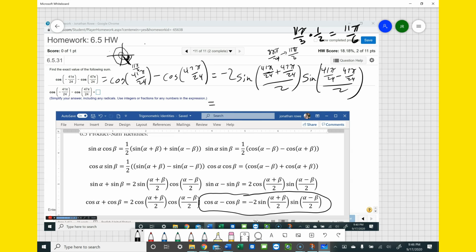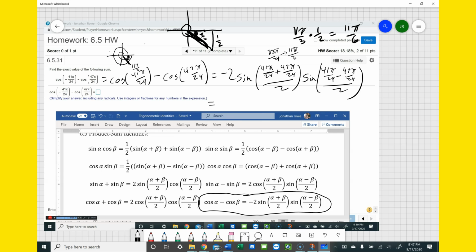11 pi over 6. Now let's think about where that thing is. Pi over 6, I know that's going to be a 30-degree kind of angle. So if I go around here, that's 6 pi over 6. If I go all the way around here, that's 12 pi over 6. So I back up by pi over 6, and that puts me right here. There's your pi over 6 reference angle. So that's 11 pi over 6. And so I'm talking about the sine of that angle. So that's 30 degrees. Sine of 30 is 1/2.